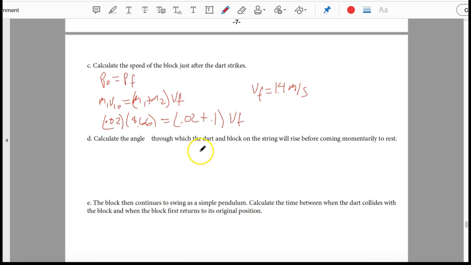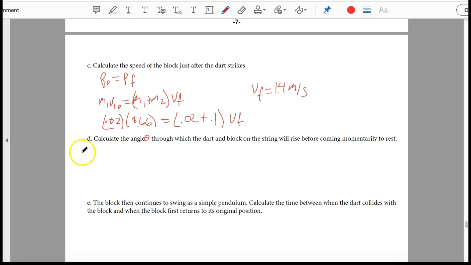Next thing they want us to do is calculate the angle through which the dart and block on the string will rise before coming to rest. So this is just kind of going backwards and finding the angle instead of finding that original speed. So this is the angle theta. I really didn't give a lot of space here, so we're going to try to space this out a little bit differently.